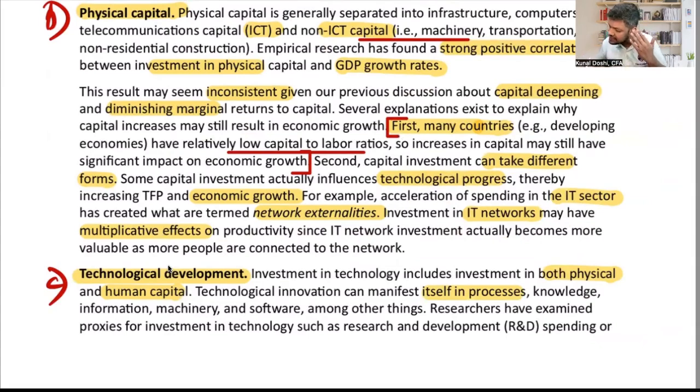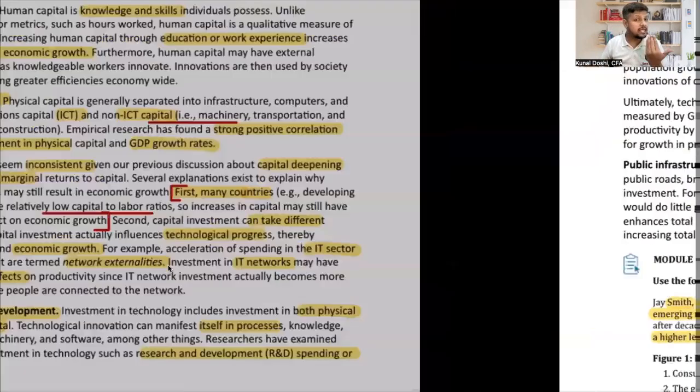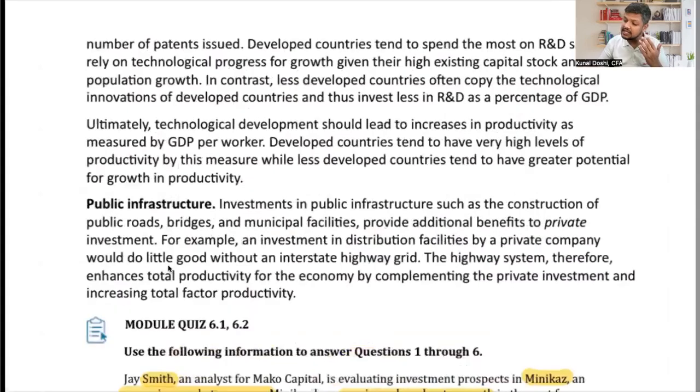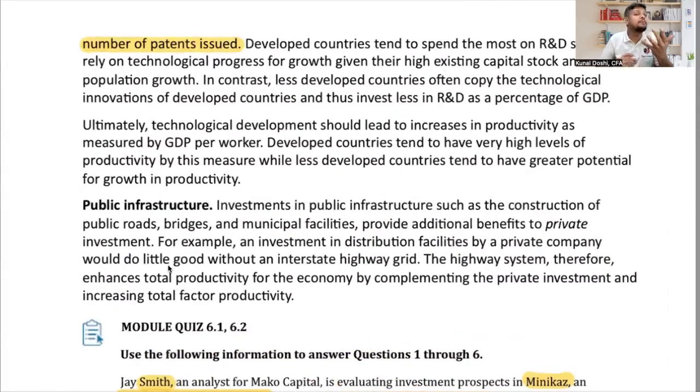Researchers have examined proxies for investment in technology, such as research and development spending. Those economies that spend heavily on research and development or have more patents issued, like the US, China, and Korea, have a heavy amount of patents being registered. That is where a high amount of research and development will definitely grow the economy.